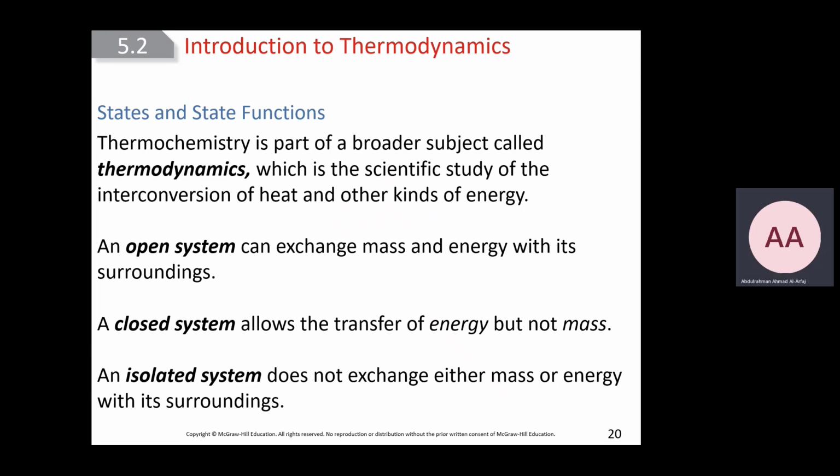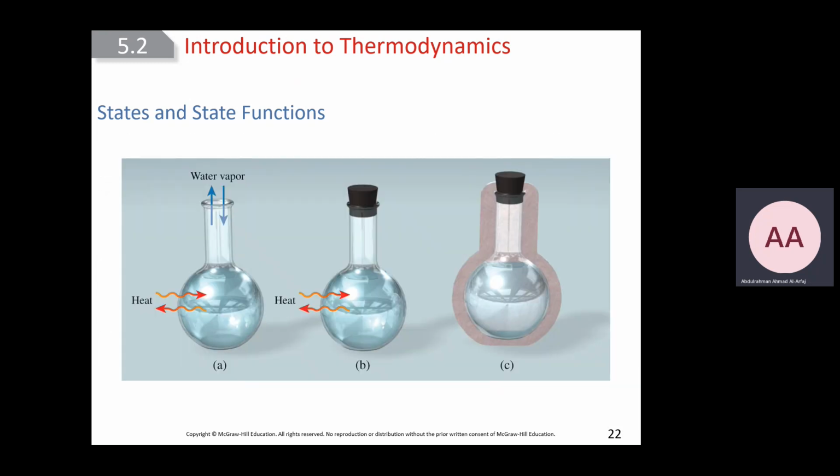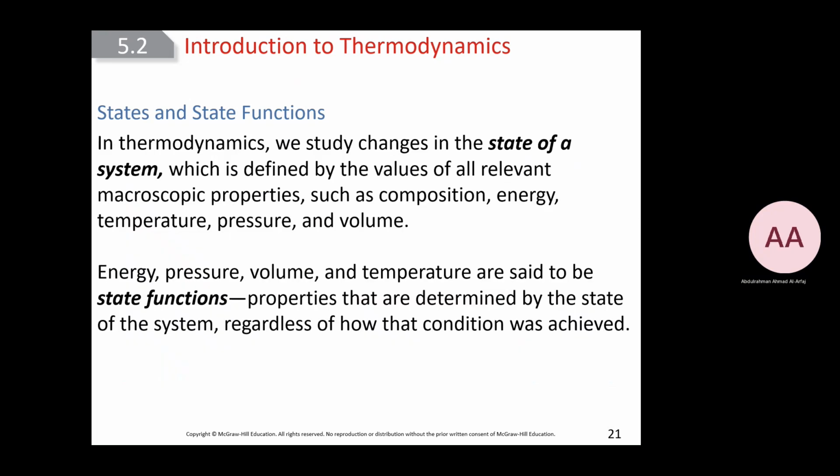Okay, we have what's called an open system, a closed system, and an isolated system. The example of this is an open system, open. This is closed. And this is isolated. Isolated, why? Because no heat will come out because it's insulated like this. Heat will come out in this case.